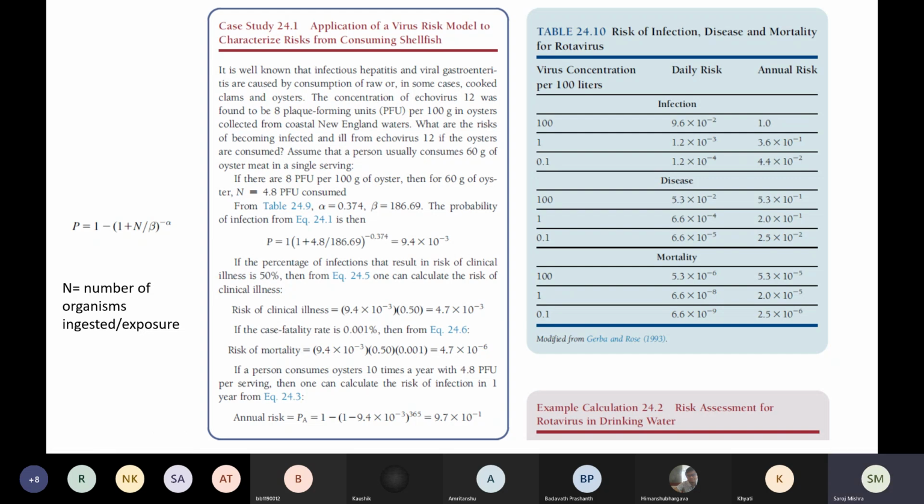Okay, so I hope you understand what the question is all about. People who eat seafood, you just want to calculate what is the risk of that person falling ill, given that the abundance of this particular virus in the oysters is of a certain level. Okay, so is this point clear to everybody?